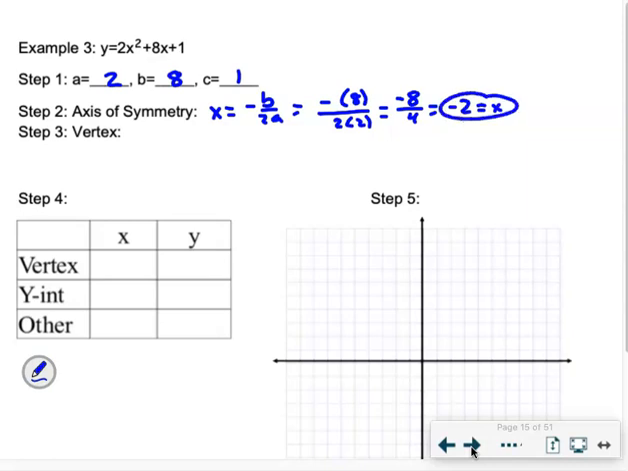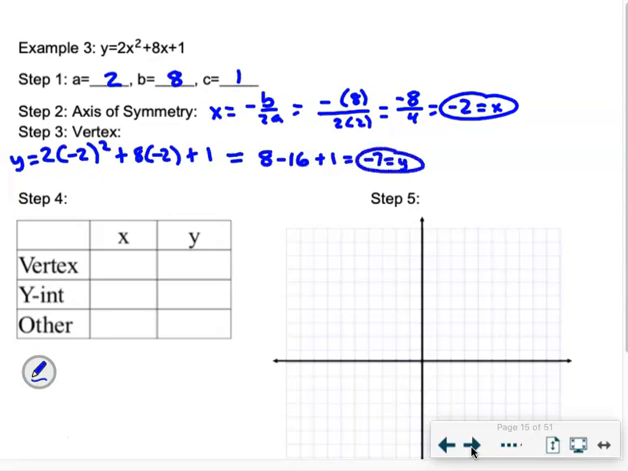When we plug in negative 2 to find the y-coordinate of the vertex, we have y equals 2 times negative 2 squared plus 8 times negative 2 plus 1. What we get with that, negative 2 squared is positive 4, so I have 2 times 4, which gives me 8. 8 times negative 2 is negative 16, and then I have a positive 1. I have 8 minus 16 plus 1, that's going to give me negative 7, so y is negative 7. So the vertex is at negative 2, negative 7.